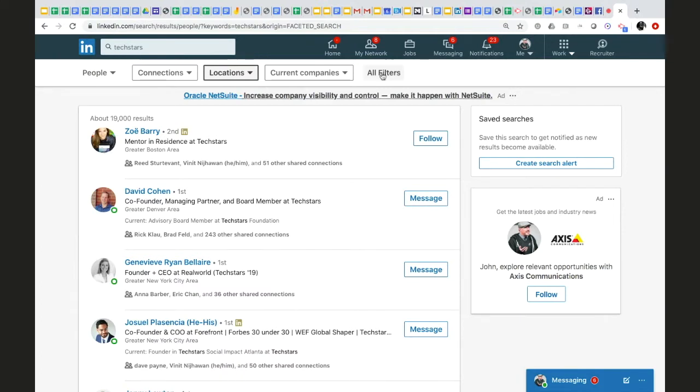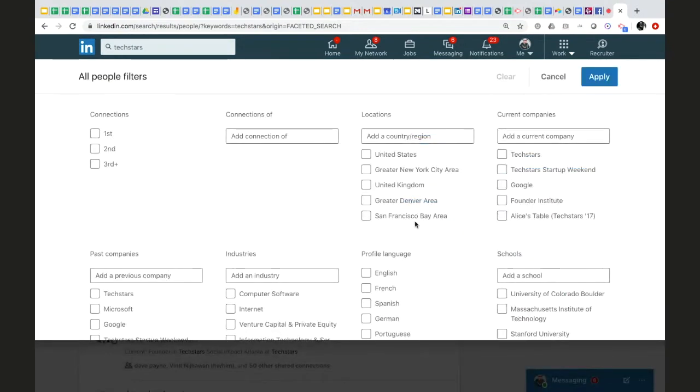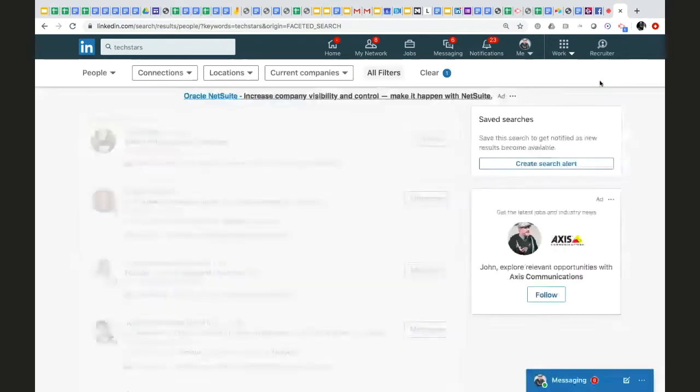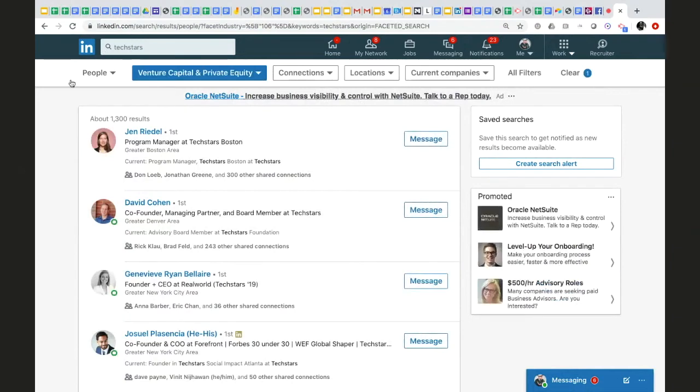If I pop down here to all filters, I can do something very similar to what we did before and look at the venture community beyond Buffalo. I was able to see what my slice looked like in Buffalo, and now I can see it for Techstars at large. If I hit apply, I have the 1,300 people at Techstars associated with venture, which is a little bit more than 4 times the amount I had in the Buffalo region alone. And you can see how that's additive.